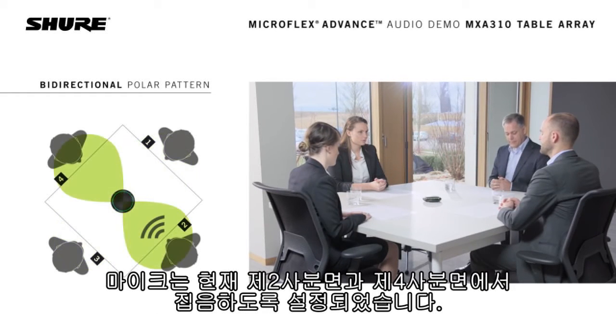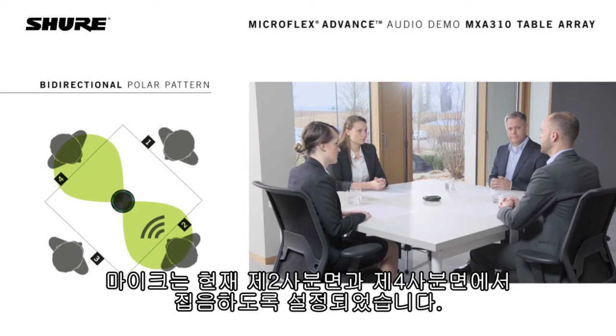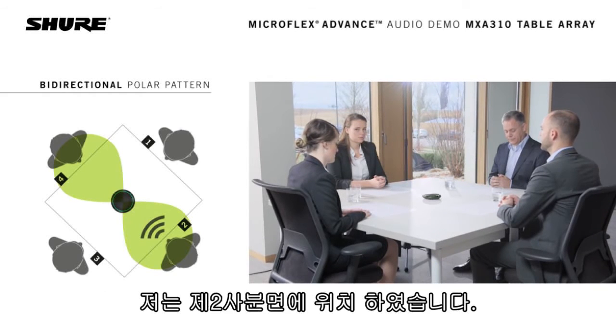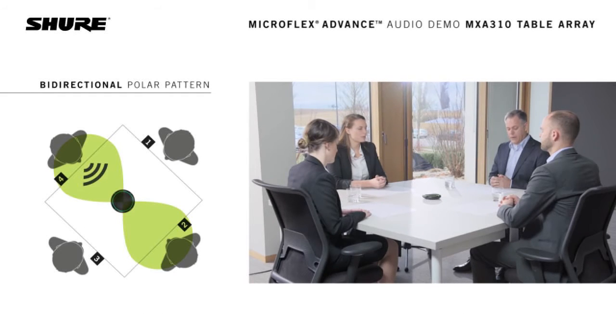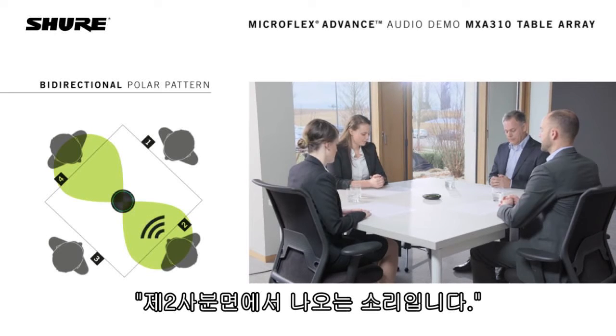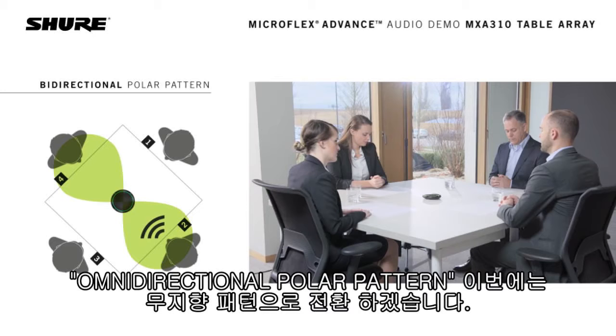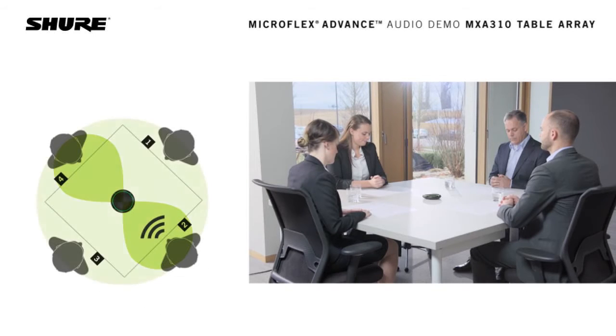The microphone is now set to a bidirectional pattern pointed at quadrants 2 and 4. I am in quadrant 2. This is what it sounds like from quadrant 3. This is what it sounds like from quadrant 4. This is what it sounds like from quadrant 1. And this is what it sounds like from quadrant 2. We will now switch to an omnidirectional pattern.